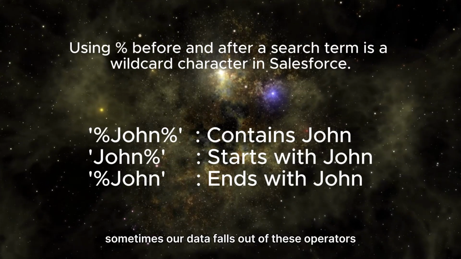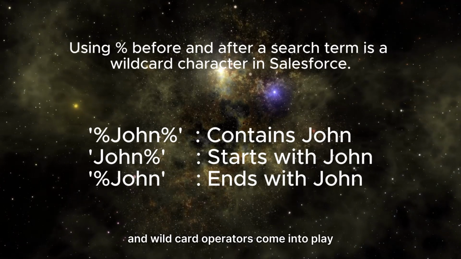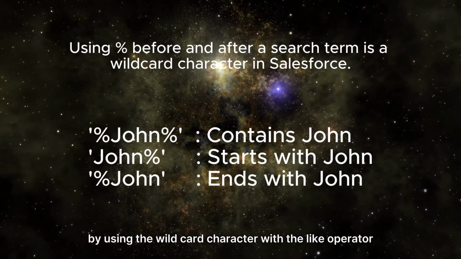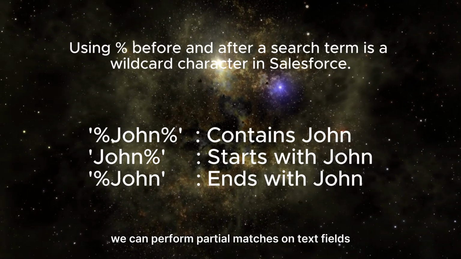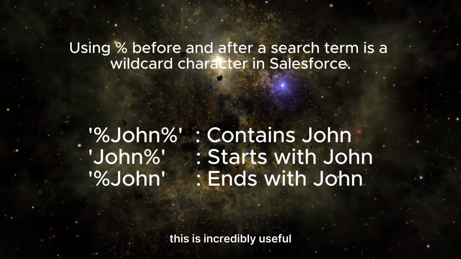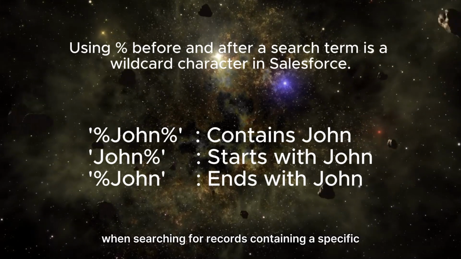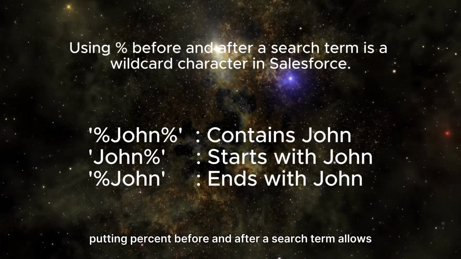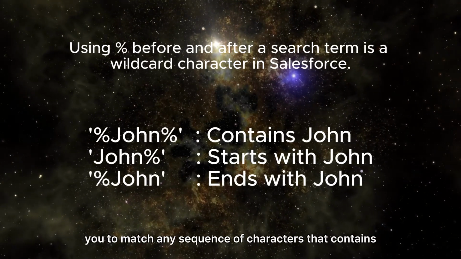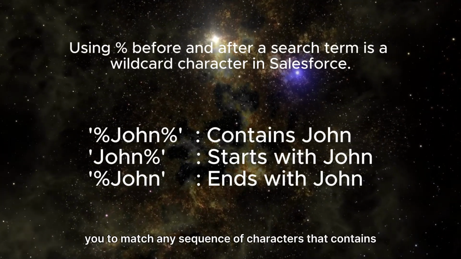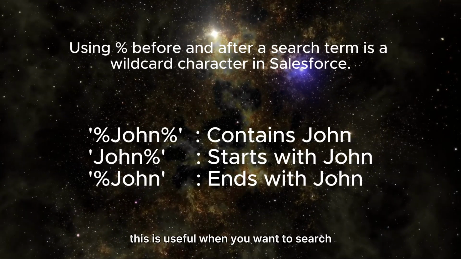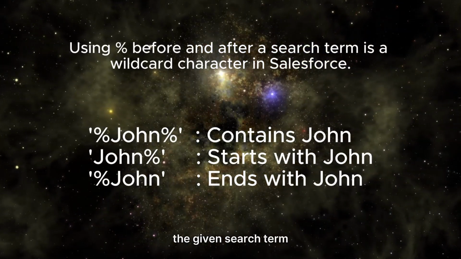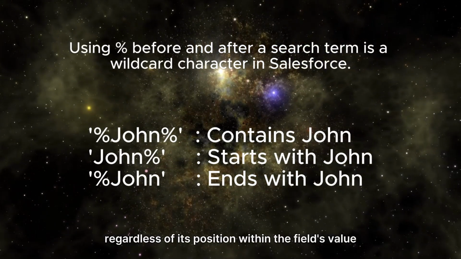Sometimes our data falls out of these operators, and that's where the like and wildcard operators come into play. By using the wildcard character with the like operator, we can perform partial matches on text fields. This is incredibly useful when searching for records containing a specific term within a larger string. Putting % before and after a search term allows you to match any sequence of characters that contains the specified search term. This is useful when you want to search for records where the specified field contains the given search term, regardless of its position within the field's value.